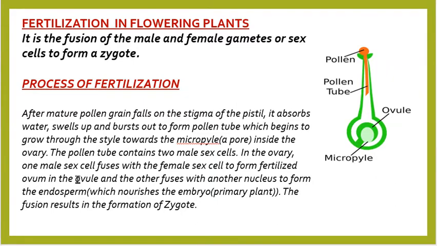Now the other male sex cell fuses with another nucleus to form endosperm. Now endosperm is that part of the ovule that nourishes or supplies nutrients to the embryo. The embryo is simply the primary plant, which is usually hidden in a seed. Now, this fusion results in the formation of zygotes.